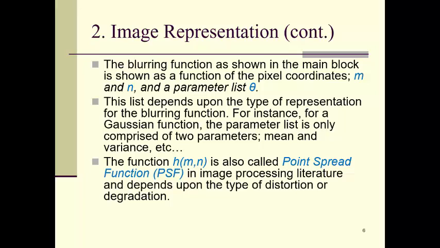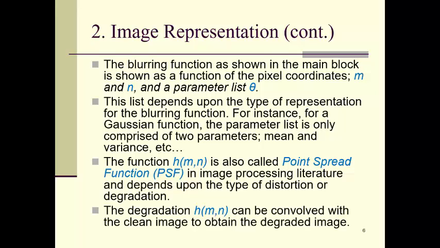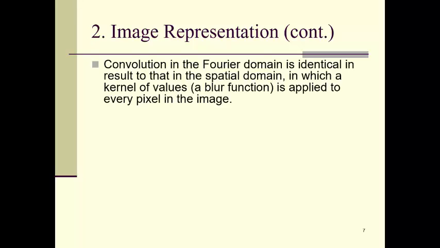So here, as we have said before, h of n is also called a point spread function. And this point spread function, as we have said before, is the general term that is used in order to represent this function. So here we are talking about just the convolution in general.